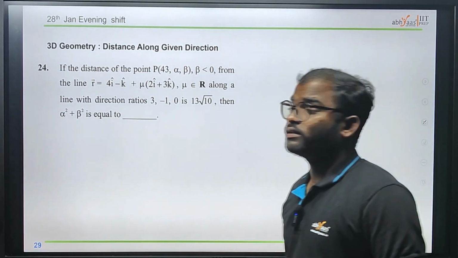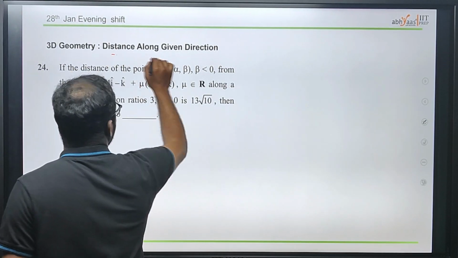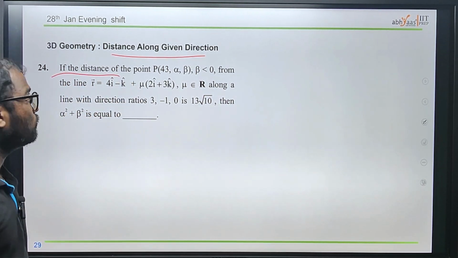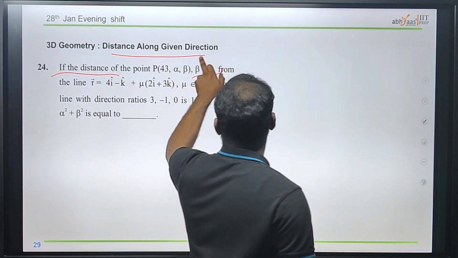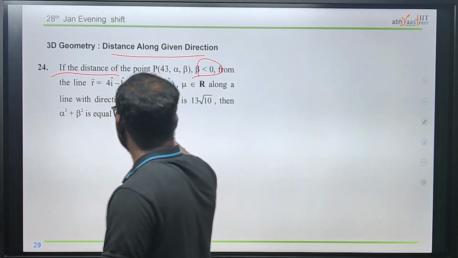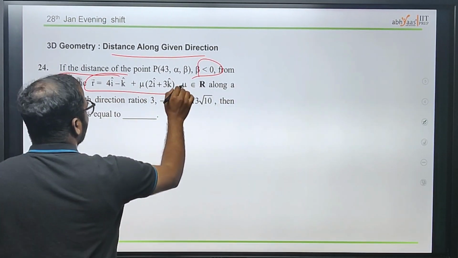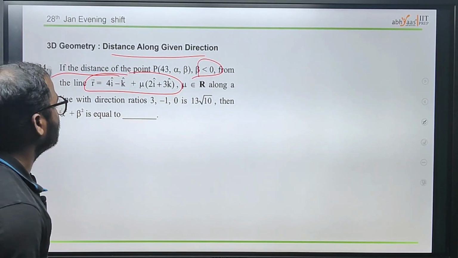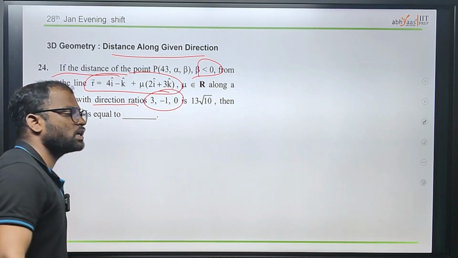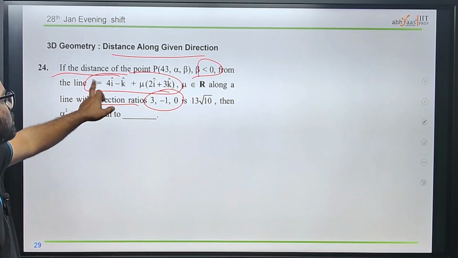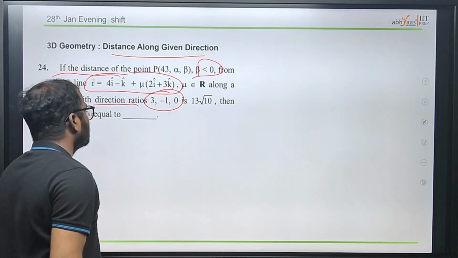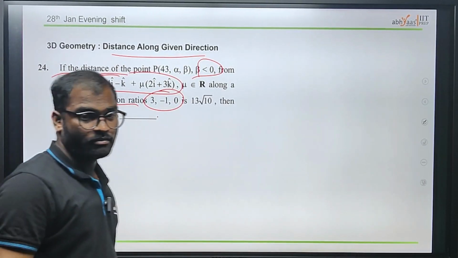Now for 3D geometry, distance along the given direction. If the distance of the point P(4, 3, alpha, beta), with beta less than 0, from the given line r bar, where mu is equal to r, along the line with direction ratios 3, -1, 0, is 13 root 10, then what is the value of alpha square plus beta square?